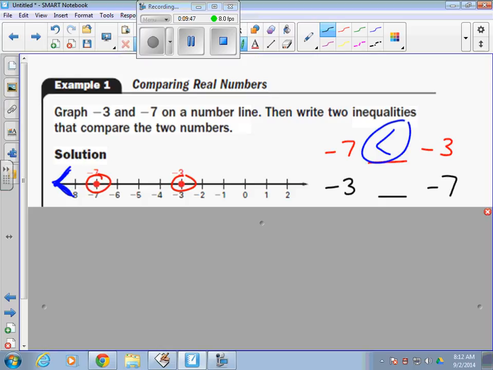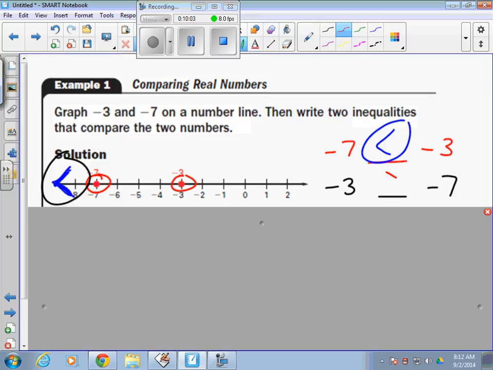You have to reverse the symbol. You have to reverse the symbol. Since the negative 7 is not written first, now it's written second, you have to reverse it. So what I just said about them being the same is not true. You have to make sure to reverse the symbol.